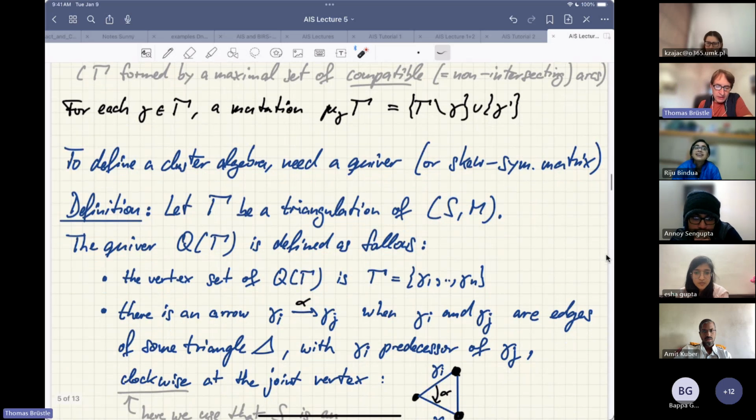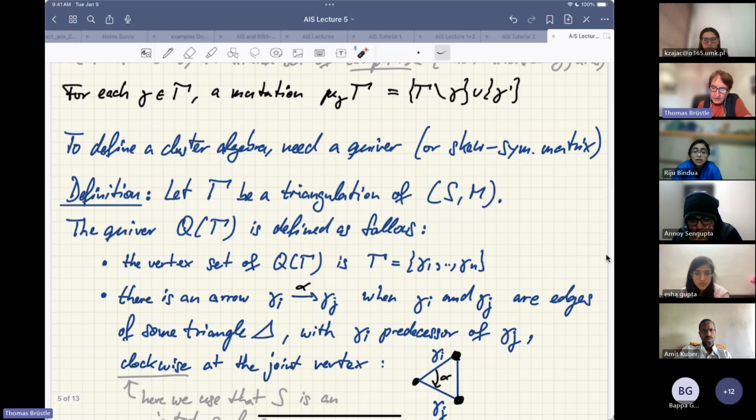And then when is there an arrow in the quiver between two arcs? When both of these arcs appear as edges of a triangle, and say gamma i is predecessor of gamma j in clockwise orientation at the vertex where they join. If they are edges of one triangle, they join at a common marked point. And when gamma i is predecessor of gamma j, then I would draw an arrow in the quiver Q.